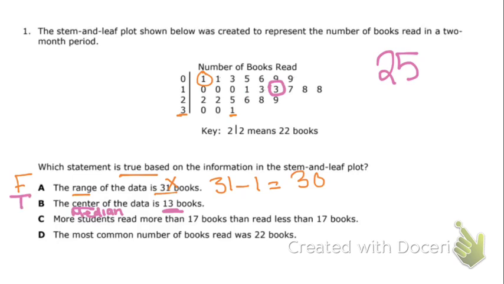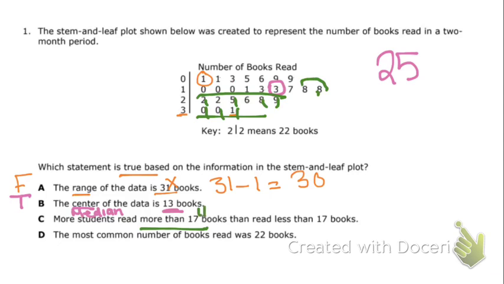More students read more than 17 books. Let's see how many students read more than 17 books. I'm going to go ahead and use color code on this one. The amount that's more than 17 books is going to be, this is how much is more than 17. All these numbers are more than 17. So that's 1, 2, 3, 4, 5, 6, 7, 8, 9, 10, 11. That's 11 people that are more than 17.